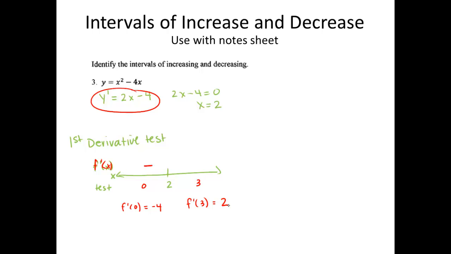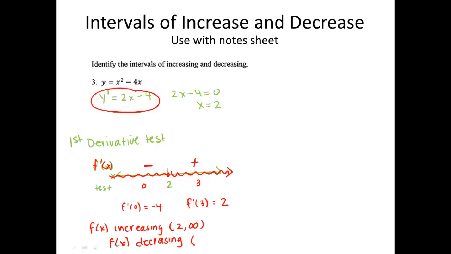6, 2. Yes, I get positive 2. So all of my slopes over here are positive. So in other words, I can write that f of x is increasing from positive 2 to positive infinity, because that would be all of these values here. It's where it's increasing. But f of x is decreasing from negative infinity to positive 2.